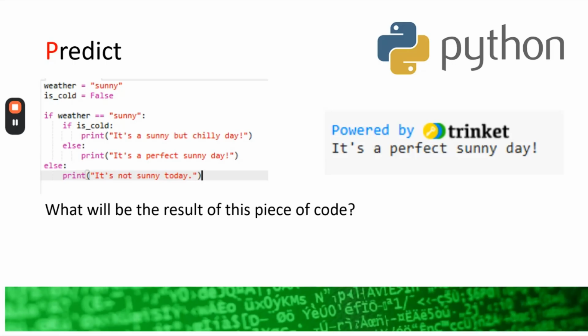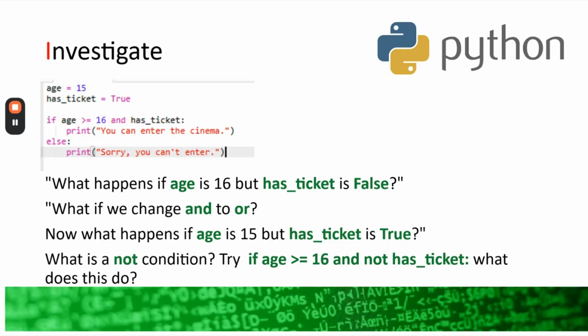Now, the next thing I want to do with you is to look at this particular piece of code. So I want to make this with you, and then having made it, I want to ask ourselves a question. What happens if we change the age to 16, but we change the ticket to false? What happens if we change the and to an or? How will that alter how things work? What if it's not has ticket? What does that do? So let's have a play with this piece of text. Let's make it. If you need to pause the video as we're making it, so that you can make it yourself and play with it yourself, that's great. But let's just have a look.